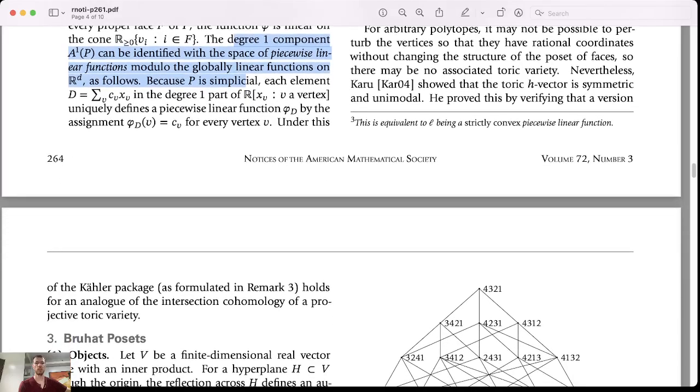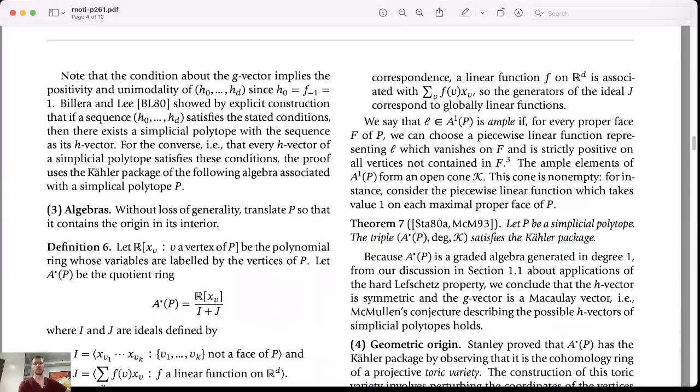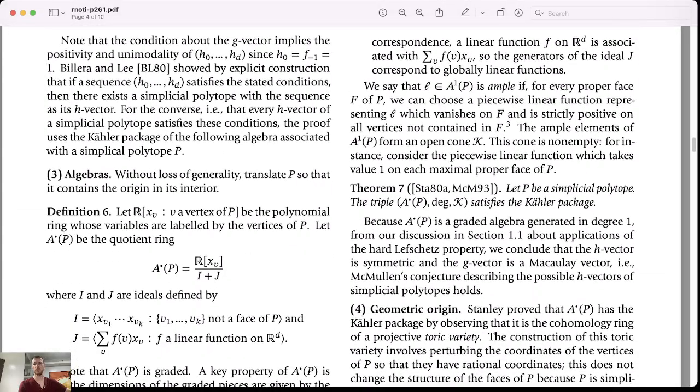Because P is simplicial, each element D equals the sum over v of c_v x_v in the degree 1 part of ℝ[x_v : v a vertex] uniquely determines a piecewise linear function φ_D by the assignment φ_D(v) equals c_v for every vertex v. Under this correspondence, a linear function f on ℝ^d is associated with the sum over v of f(v) x_v, so the generators of the ideal J correspond to the globally linear functions.